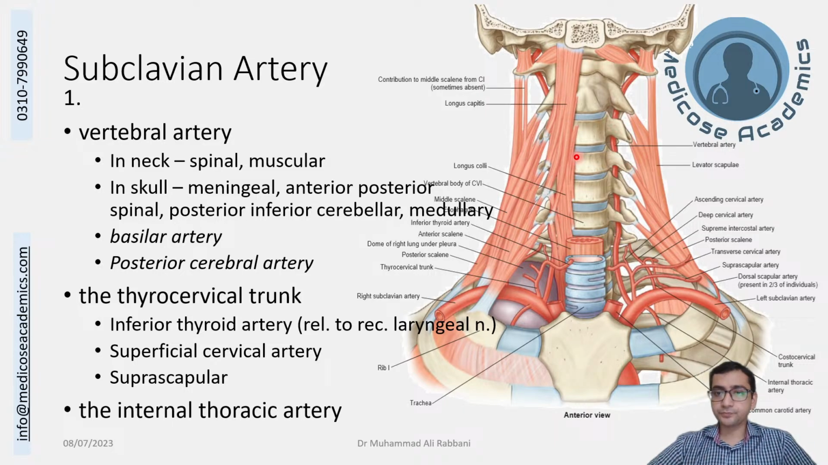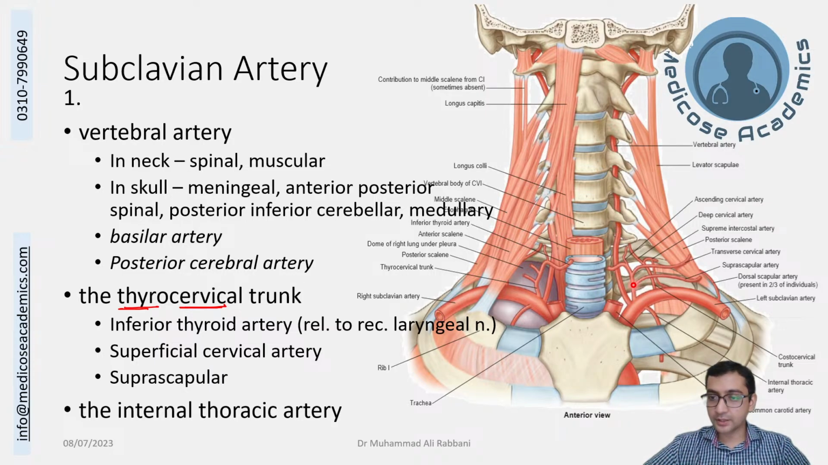It will go along. Then there is this thyrocervical trunk. By the name you can see, the thyrocervical trunk is going to supply the thyroid gland, and it is going to supply the cervical region, the neck region. It goes up, and it gives two branches on the lateral aspect.